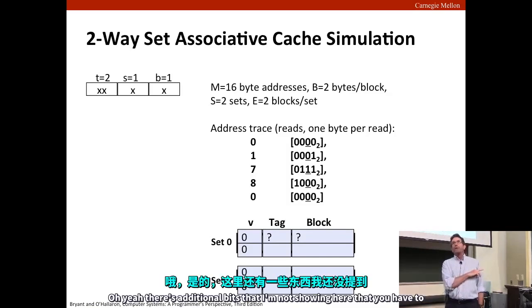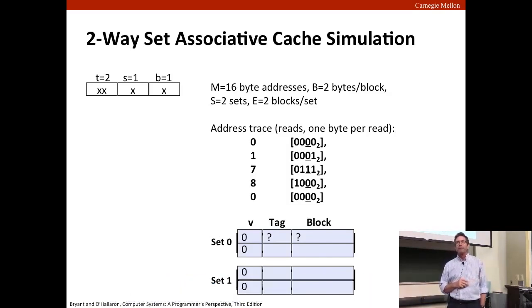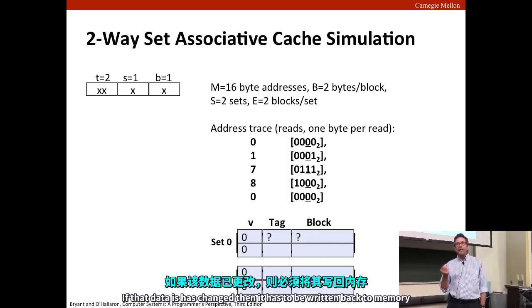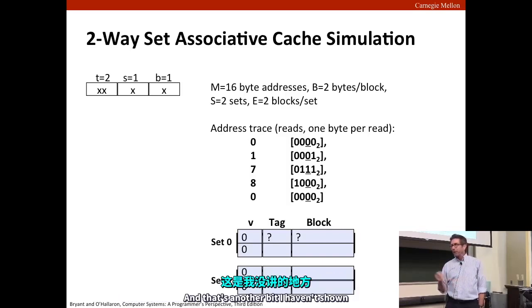There are additional bits that I'm not showing here. When you replace a line in the set, if that data has changed, then it has to be written back to memory. And that's another bit I haven't shown.